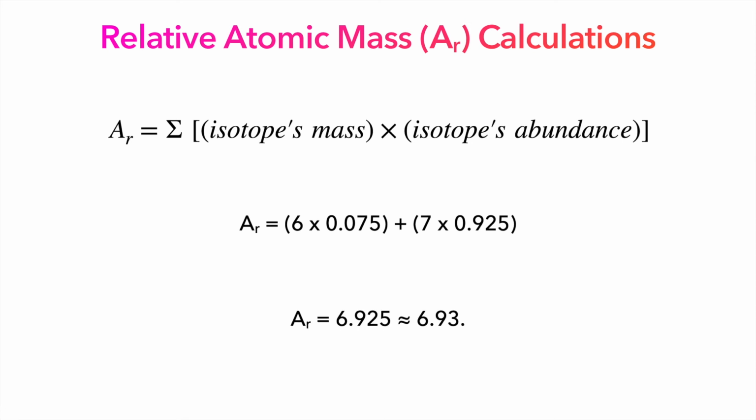This is incredibly close to the literature value of 6.94. The reason for this difference is because the literature value considers isotopes of lithium which I haven't, including lithiums 3 to 5 and 8 to 13. I chose to only include lithiums 6 and 7 in my calculations to keep things simple, and because they're the only stable isotopes of lithium.